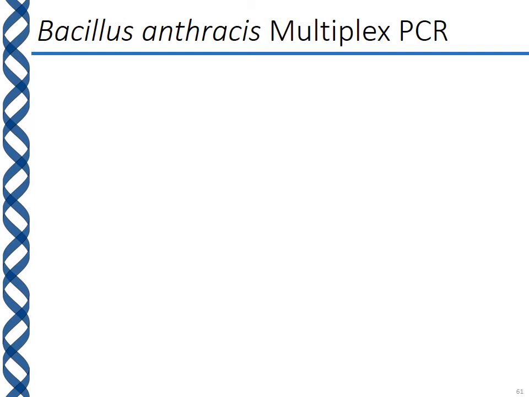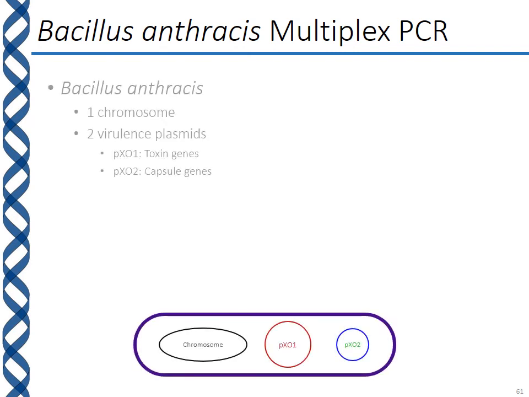So here's a real-world application of multiplex PCR. This is a multiplex PCR to detect and characterize Bacillus anthracis. Bacillus anthracis is the causative agent of the disease anthrax. It is a gram-positive rod that has a single circular chromosome and 2 circular plasmids, pXO1 and pXO2, which encode the toxin and capsule genes for anthrax, respectively.